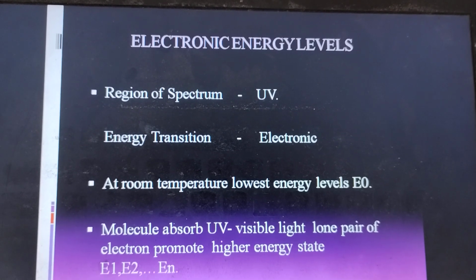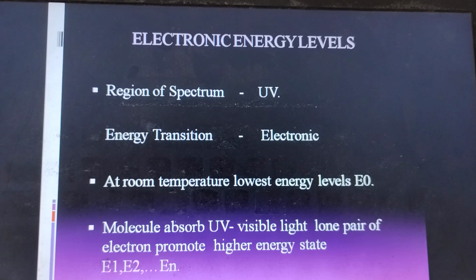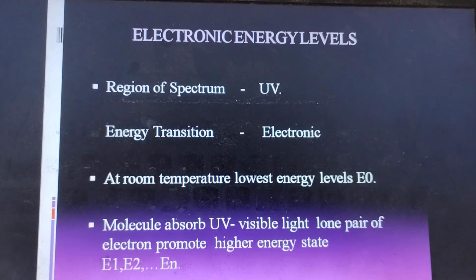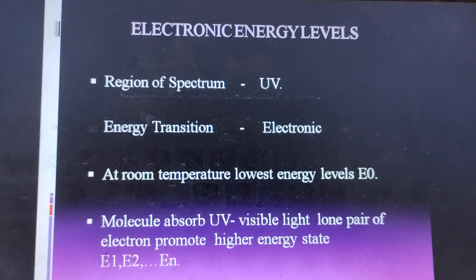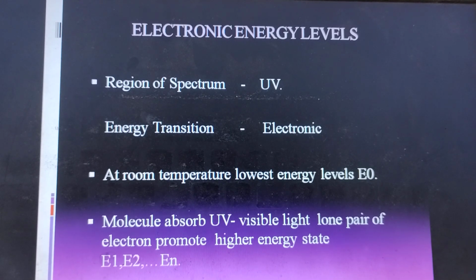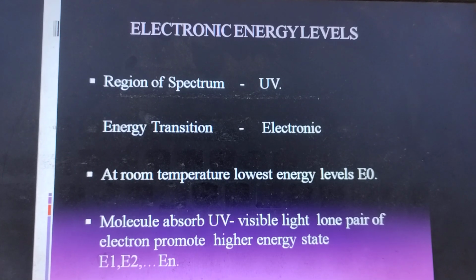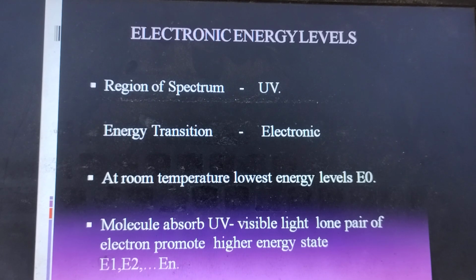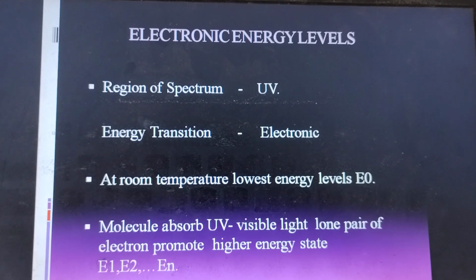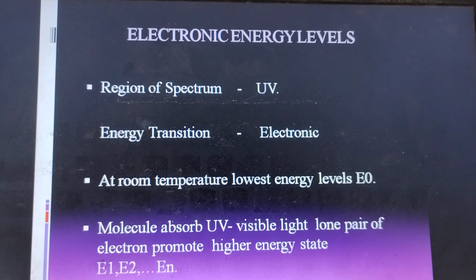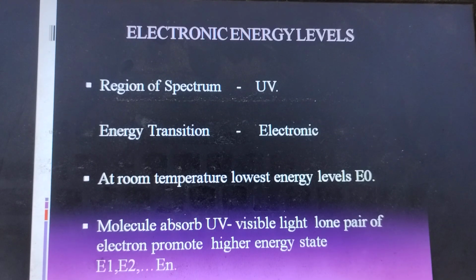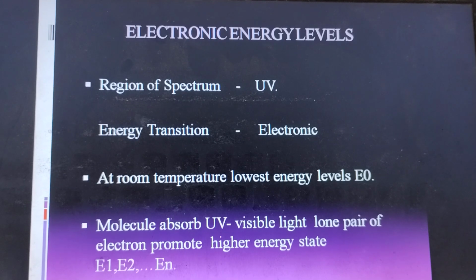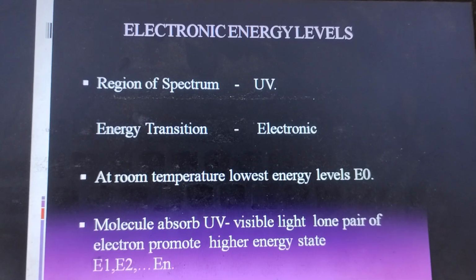In the electronic energy level, an example of the region of spectrum is ultraviolet spectroscopy. The energy transition in UV is electronic transition. In this technique, at room temperature, electrons are in the lowest energy level, 0. After they absorb UV or visible radiation, the lone pair of electrons is promoted to higher energy states E1, E2 and so on. So when electromagnetic radiation interacts with any molecule or atom, it moves from the ground state to the excited state. This is the electronic energy level.